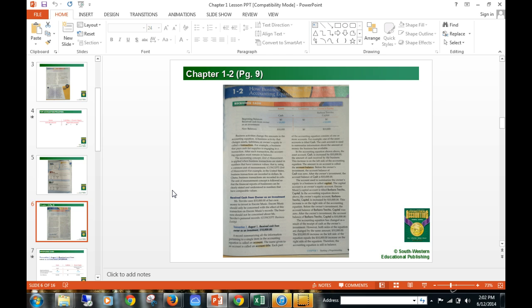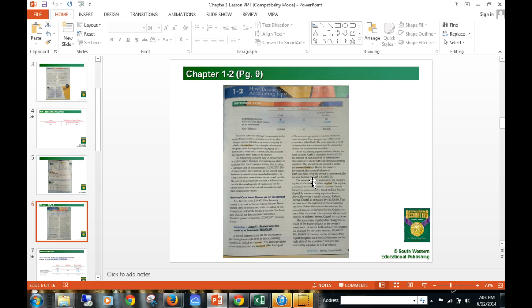And as you remember, again, if we're looking at page 9 here, assets equal liabilities plus owner's equity. That's very, very important to understand. The left side of assets has to equal the balance of the right side, which is liabilities and owner's equity.